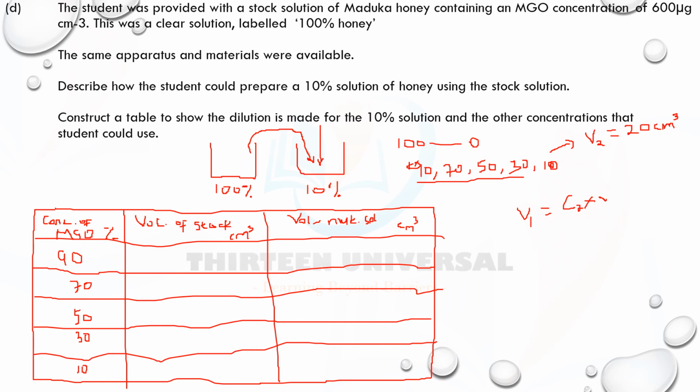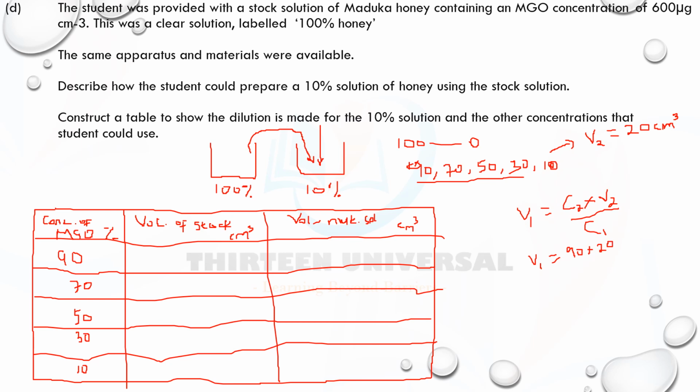That's V2, C2, V2, all over C1. C1 is the concentration of stock, which is constant, right? So if I want to calculate V1 for 90%, 90 is my final concentration. Is that okay? So 90 times my final volume, which is 20. They didn't give it to me, but I needed something, right?